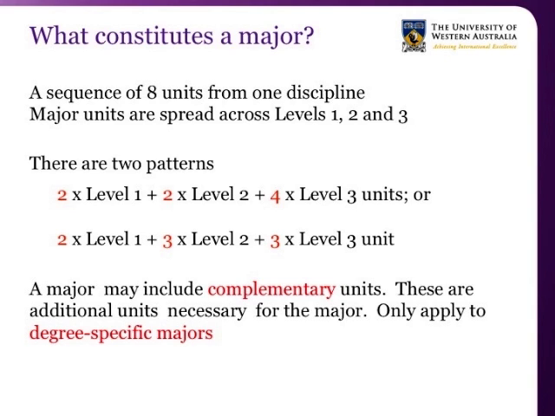A major may include complementary units. These are additional units necessary for the major. You only need to complete complementary units for your degree-specific major. If we use the example previously of completing a Bachelor of Arts with majors in history and marketing, then history is a degree-specific major, and if there are any complementary units required for that major, then the student needs to complete these units. They don't need to complete the complementary units that are associated with the marketing major because it is a second major.